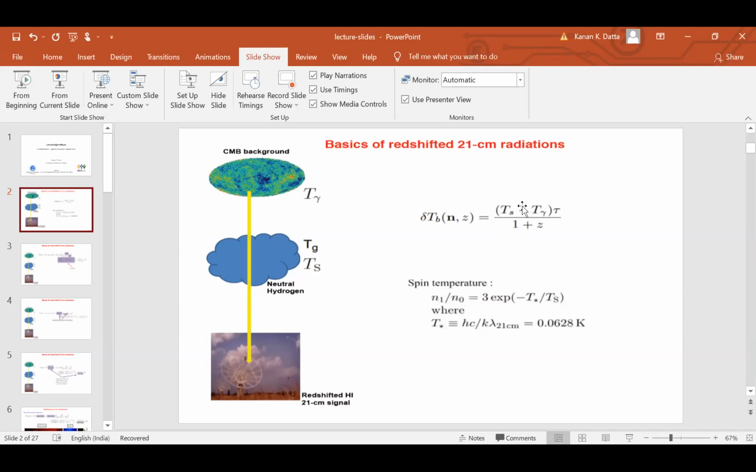The spin temperature basically quantifies the relative population of ground state neutral hydrogen atoms in the triplet and singlet states. Here N1 is the triplet state number density of neutral hydrogen atoms, and N0 is the singlet state number density. Ts is the spin temperature, and T star is a combination of constants, which is 0.0628 Kelvin.